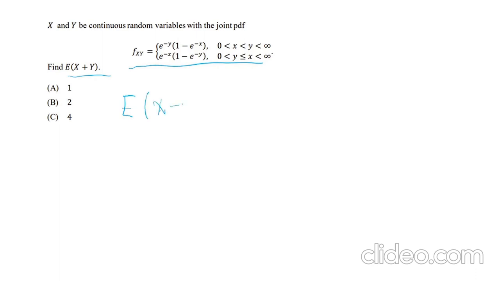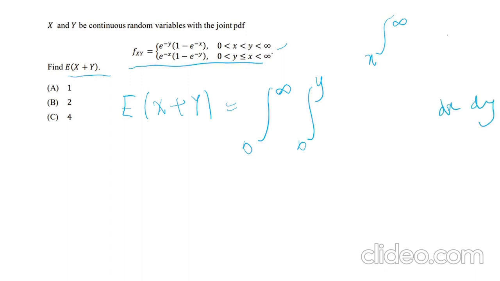Expectation of x plus y, we can do it in two forms. Firstly, we can take 0 to infinity, 0 to y. That means we are doing the integration firstly for x. Or we can do x to infinity, that means we do the integration from x to infinity. Here we will take dx dy. Here we will take dy dx. Okay. And then for the next one, this will be 0 to infinity.